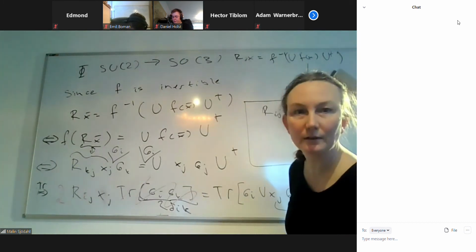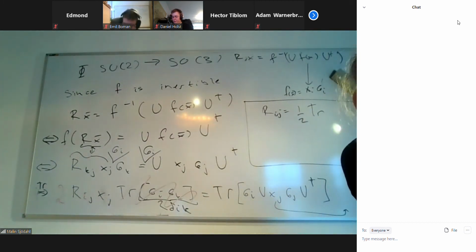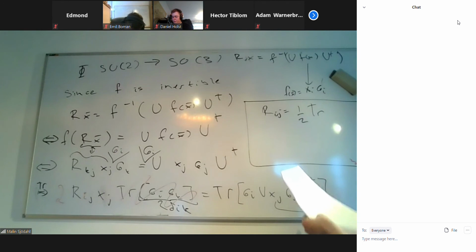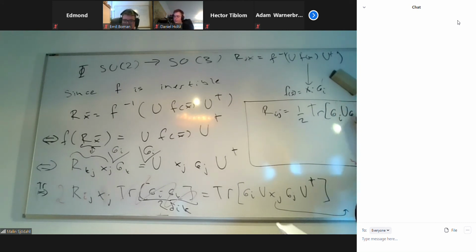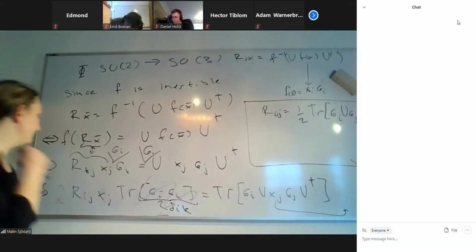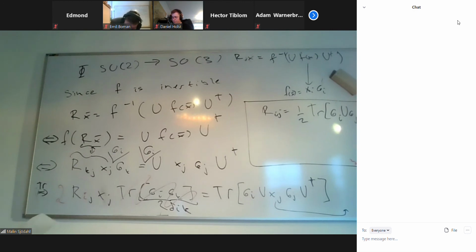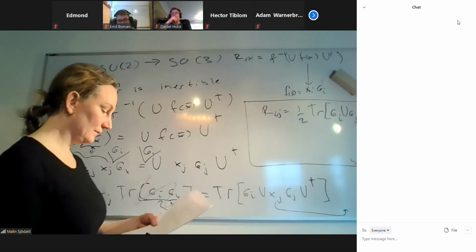Trace. See if that is visible like this. Sigma I U sigma J U. Okay. So what I have is this line. So this is a constant times X.